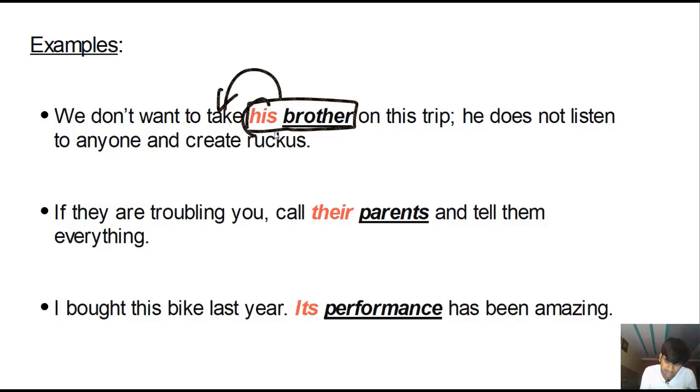Now this particular possessive adjective can be replaced by any other possessive adjective leaving its. You can say we don't want to take her brother, we don't want to take our brother, we don't want to take my brother, we don't want to take their brother. It can be replaced with any of the remaining adjectives leaving its. You can't say its brother, because a thing cannot have a brother.